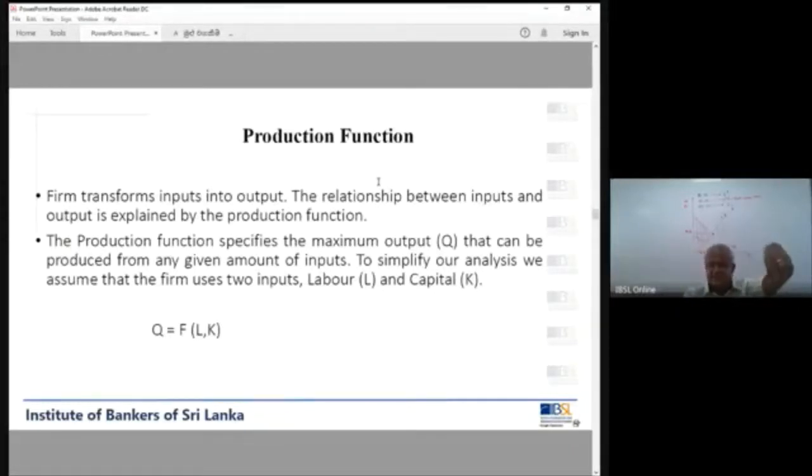Using 4 workers and 3 computers, you can produce 90. With the same inputs, you can produce 80, or also 70. These are inefficient outputs. Maximum output is the efficient output. The relationship between inputs and the maximum output, the most efficient output, the technically efficient output, is the production function.